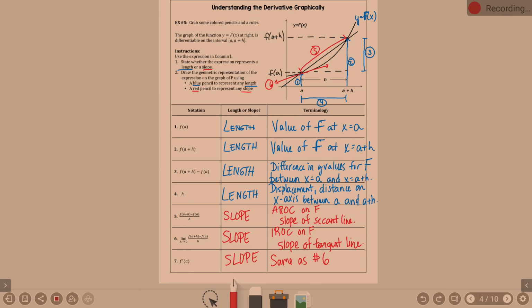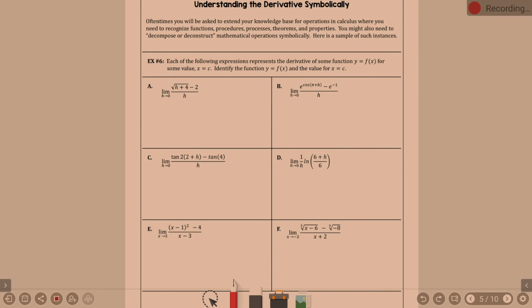Okay. One last page. Oftentimes, you'll be asked to extend your knowledge base for operations in calculus, where you need to recognize functions, procedures, processes, theorems, and properties. You might also need to decompose or deconstruct mathematical operations symbolically. Here's a sample of such instances.